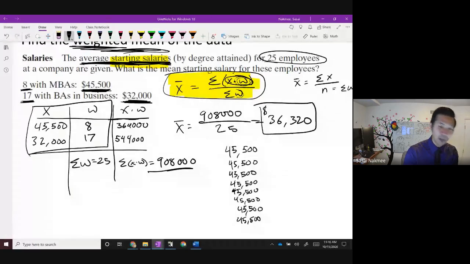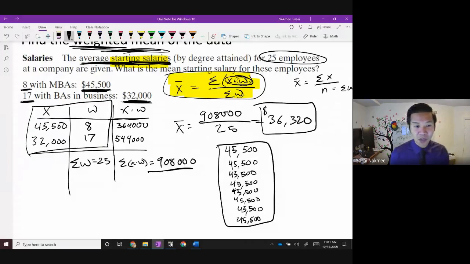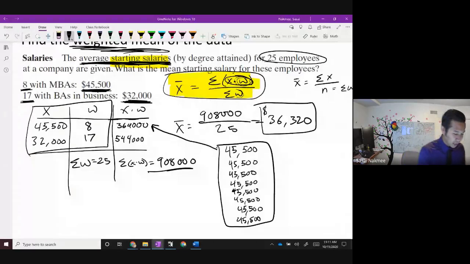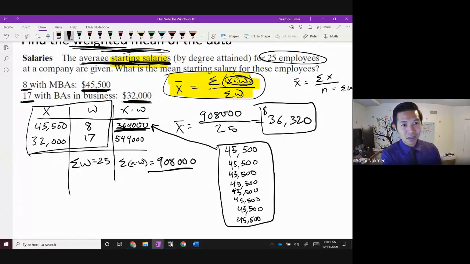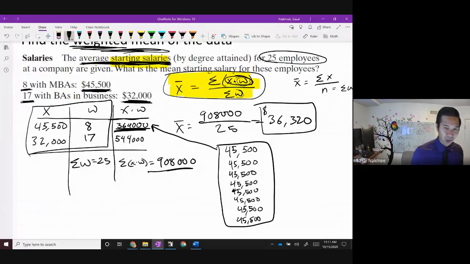And what essentially is happening is when you write this down 8 times, right? When you calculate averages normally, you're supposed to add all this up. Try writing all these down and adding it up. Guess what you're going to get when you do that? You'll get exactly what you found right here. So you can see the weighted mean looks confusing, but it's just a shortcut, really.